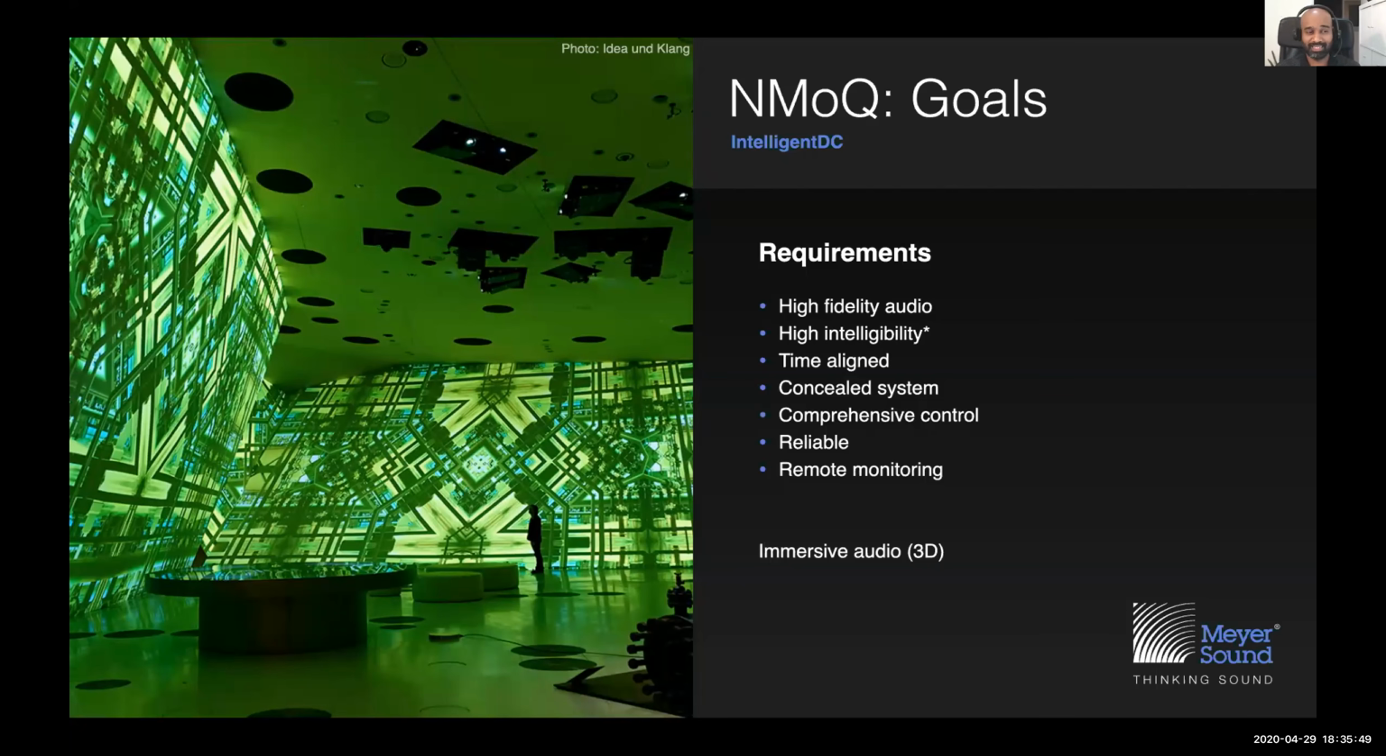Mounting speakers on the ceiling in some cases worked out, in some cases didn't, because of the orientation of the ceiling and because of how much space of the ceiling was used for projectors, as you can see in this image. They needed comprehensive control of the system, so they needed control over each and every loudspeaker individually. Everybody needs a reliable system. They needed one too. It is an important museum for the country. And they needed remote monitoring. Of course, for a project like this, you want remote monitoring. The core application here is immersive audio, three-dimensional audio.